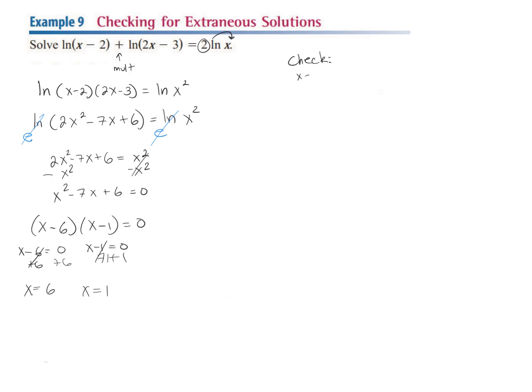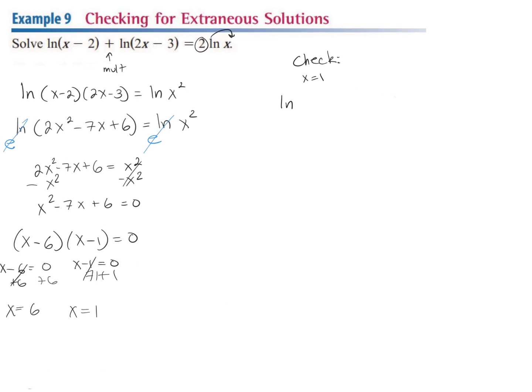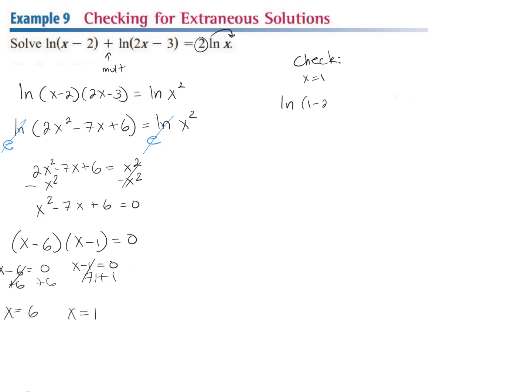The first thing I'm going to check is x is equal to 1. So I'm going to do ln of 1 minus 2. All I'm doing is plugging the 1 into the original equation. We are left with this equation. Now I'm going to simplify everything that I can. So we get ln of -1 plus ln of -1 equals 2 ln of 1.